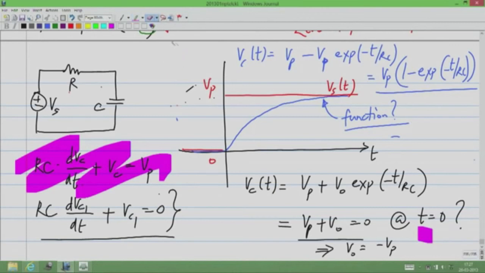If you look at the solution here, at t equal to 0, both are Vp and this cancels out, or the exponential will be 1 at t equal to 0, and you have 0. And as t becomes infinity, this exponential part becomes 0. So Vc of t will become Vp. That's what we see from our intuition. It starts from 0 and then exponentially approaches this Vp. Okay, is this clear? Any questions?